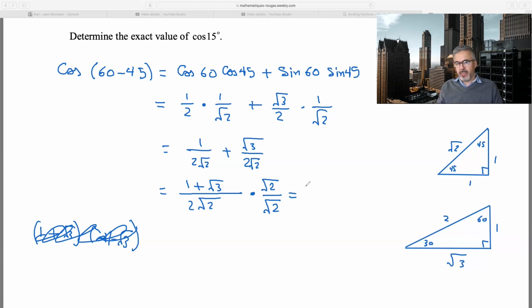So √2 times 1, here you're just distributing. You get √2 plus √2 times √3 is √6, all over √2 times √2, which is the square root of 4, which is 2, and 2 times 2 is 4. So you have (√2 plus √6) over 4, and that's the answer for this one.